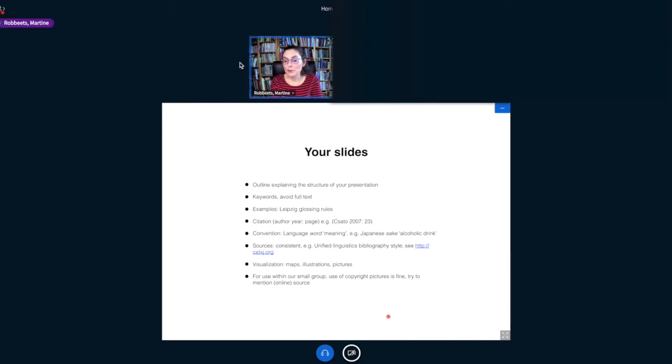For your sources, the main thing is that in citing sources, you choose a consistent style. One style that is often used in linguistics is the Unified Linguistics bibliography style, for which I included a URL link here. However, if you come from another scientific background and you feel more comfortable with another style, that's fine for me too. But just try to keep it consistent. You cannot cite one source in style A and another source in style B. Just try to use the same formatting for your sources.